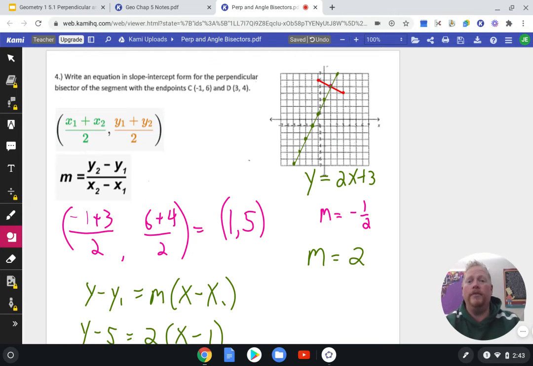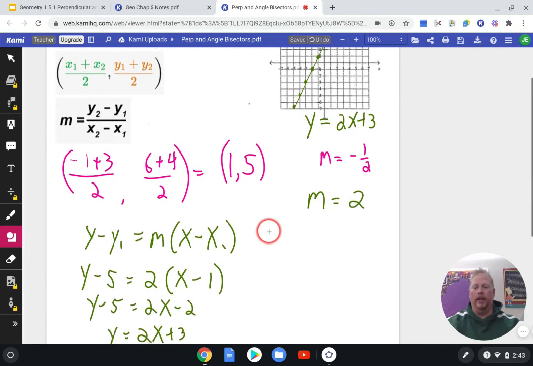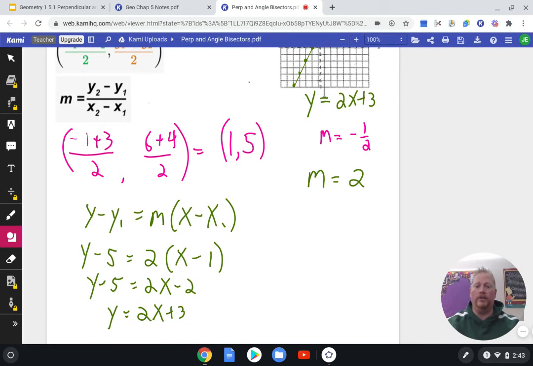So let's recap everything that we just did. You use the midpoint formula to find the midpoint. Then you use the slope formula to find your current slope. Do the opposite reciprocal, and now you've got your new slope. And then just plug it into this formula and you've got your equation. Okay? So that's the heads up on perpendicular bisectors. Let's take a look at angle bisectors next.